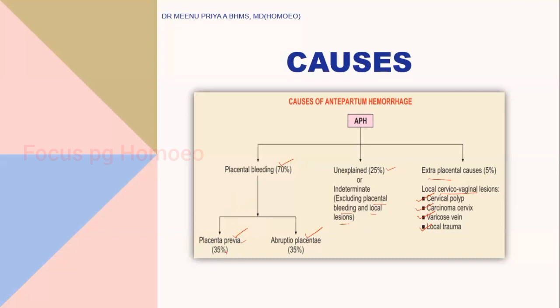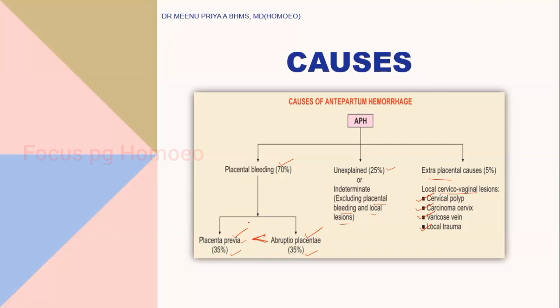Now, the percentage contributed by placenta previa to antepartum hemorrhage is 35%, and abruptio placentae is 35% again. It is known that abruptio placenta is more common than placenta previa nowadays.